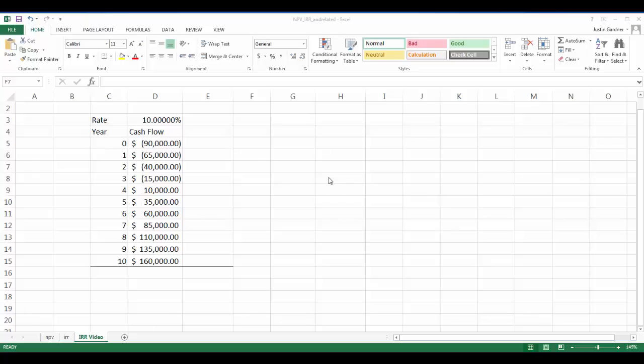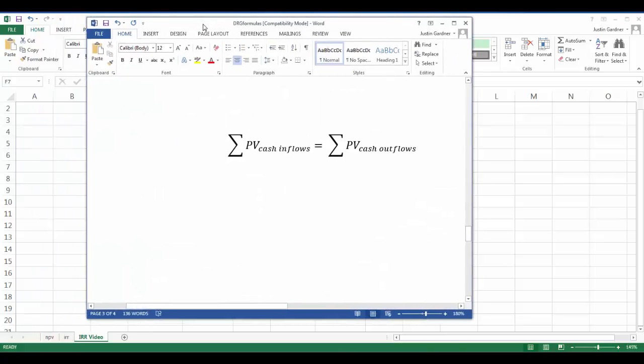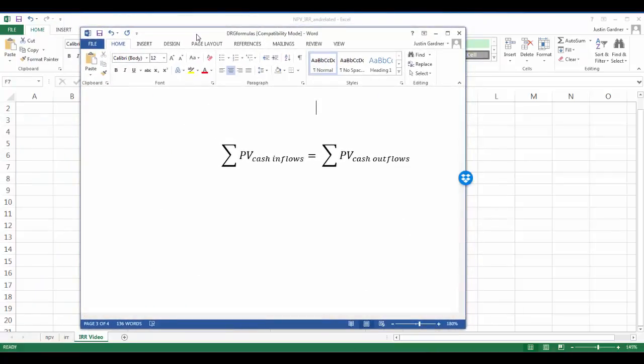And so here's what we're going to do. Let me pull a formula and stick it up on the screen. I just typed this formula up in Microsoft Word so we can quickly pop this up here. This is the idea, to find that magic interest rate so that the sum of the present value of cash inflows, those negative numbers going into the investment, is the same as the sum of the present value of the cash outflows.